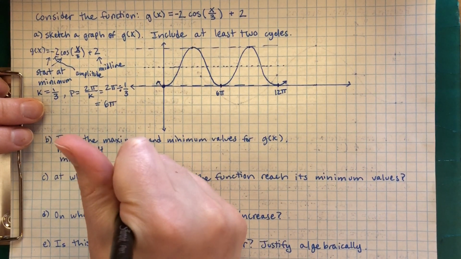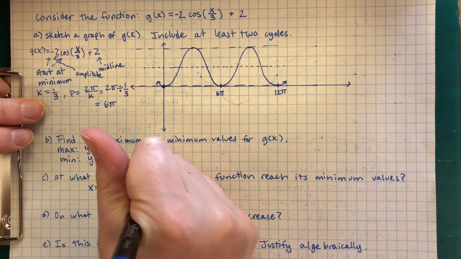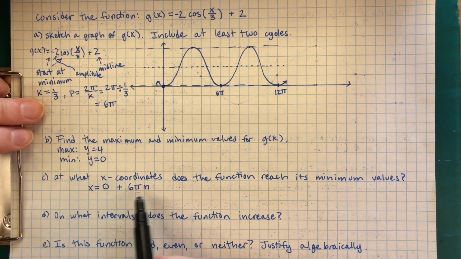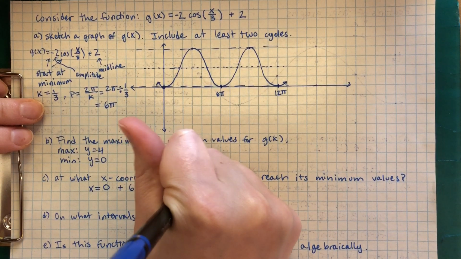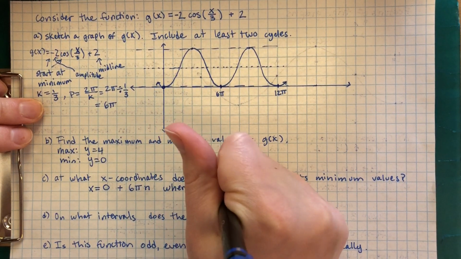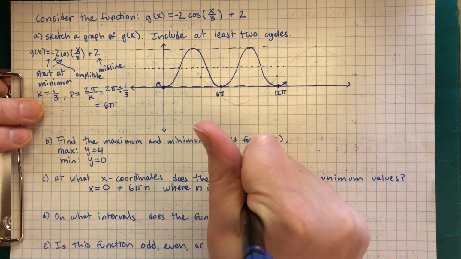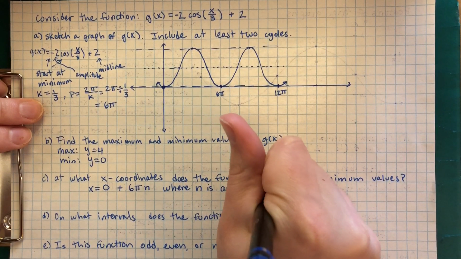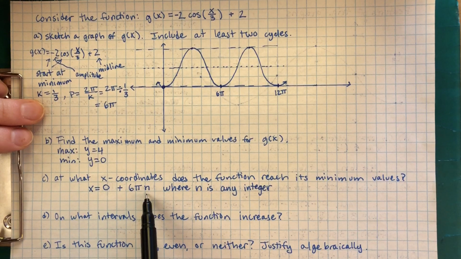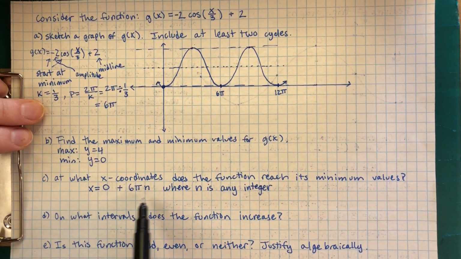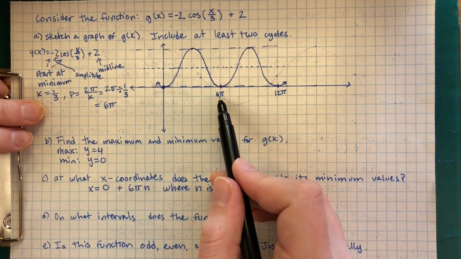And then the rule is to take the period and multiply by n, where n is any integer. So, for example, if I chose n equals 1, that would tell me that I have a minimum at 0 plus 6 pi times 1, or 6 pi.